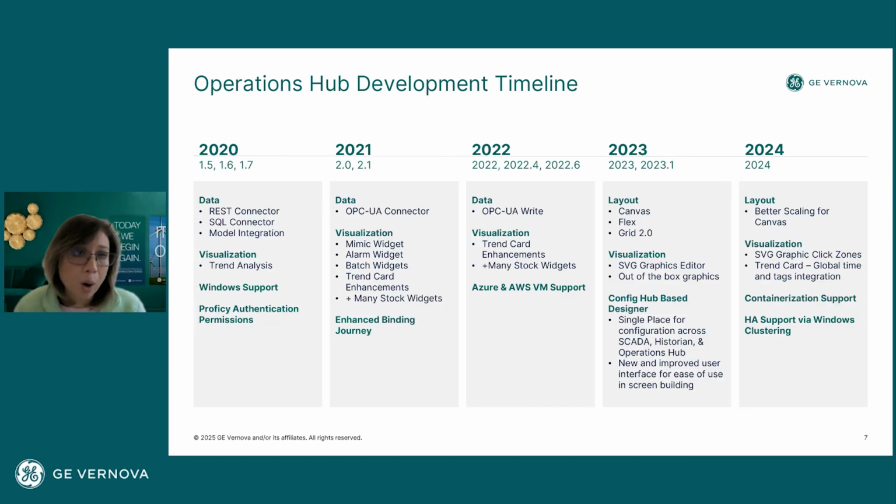Just to give a quick overview of our development timeline, we are a fairly new product. Our first initial release was around 2020. And you can start to see in those earlier releases, we were a bit more focused on some of the fundamental building blocks. You'll see here that we have a number of different data connectors, including REST and SQL, as well as OPC UA. We also have a number of custom connectors for the Proficy products, as we mentioned.